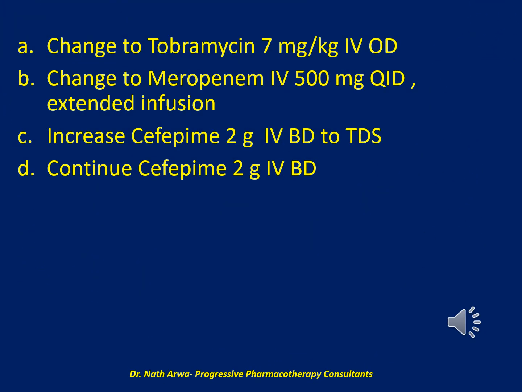Would it be A. Change to tobramycin 7 mg per kilogram IV once daily, or B. Change to meropenem IV 500 mg 4 times daily, via extended infusion over 3 hours, or C. Increase cefepime 2 grams IV twice daily to thrice daily, or would it be D. Continue cefepime 2 grams IV twice daily? I will give you 10 seconds to choose the correct answer to this question from the listed options.